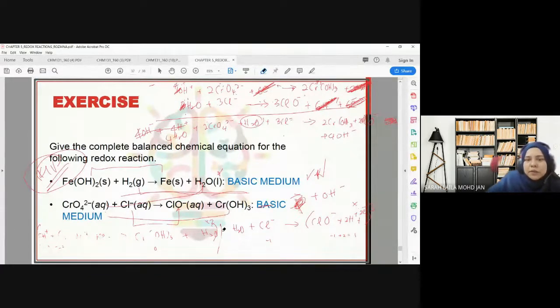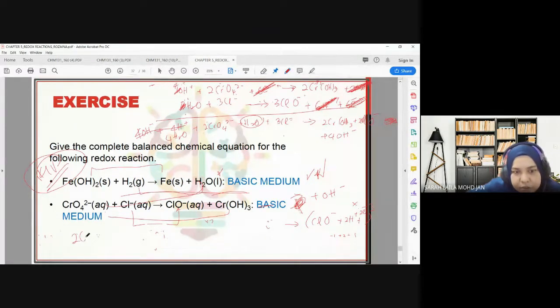Okay, siapa boleh bagi jawapan akhir? Yang dah siap. Siapa tahu jawapan akhir dia apa? Dia jadi apa?